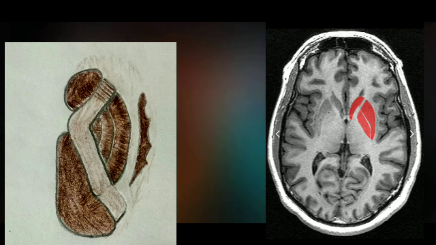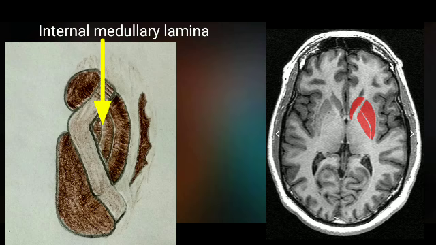Another thin white matter called the internal medullary lamina divides the globus pallidus into two segments. One is the inner segment, one is the outer segment. So in between the inner and outer segments of the globus pallidus there is a thin layer of white matter called the internal medullary lamina.